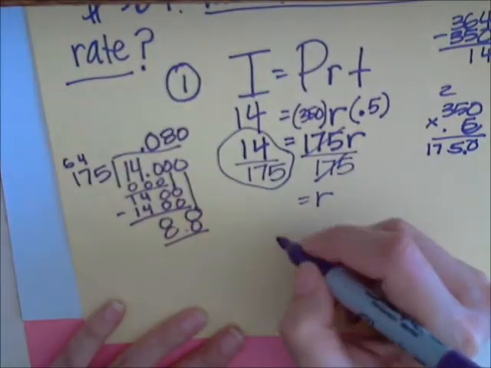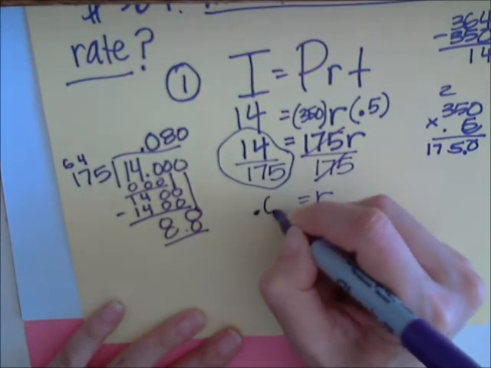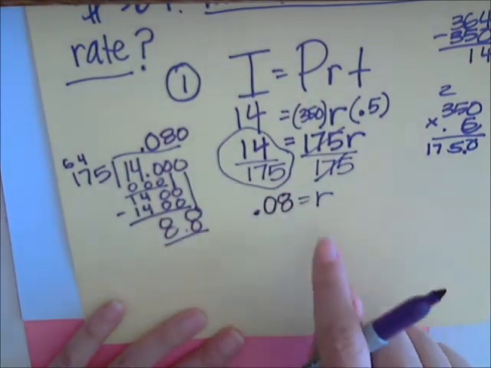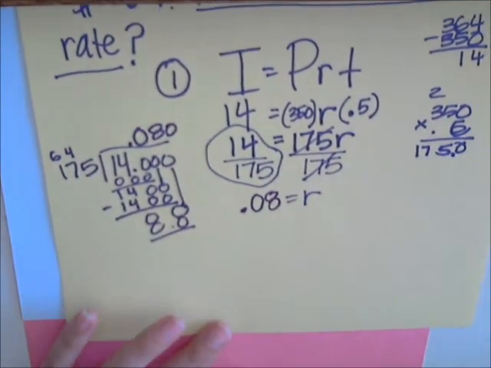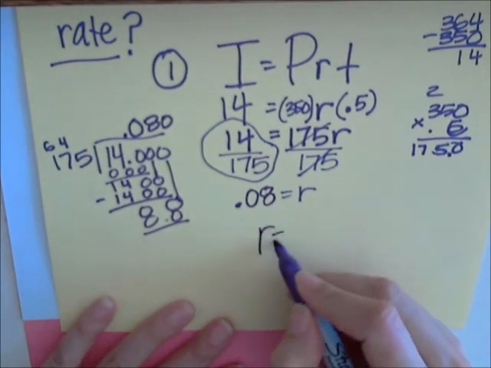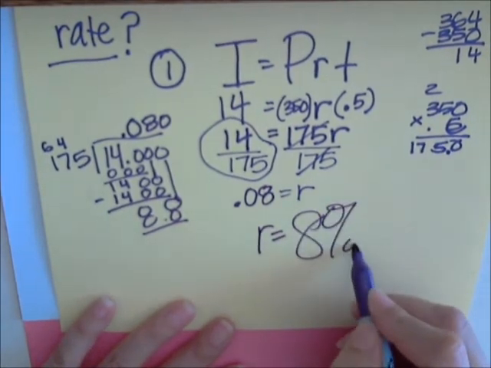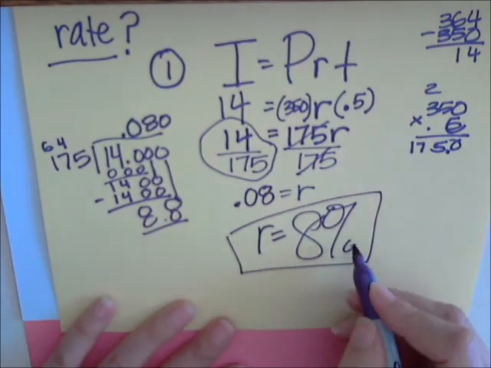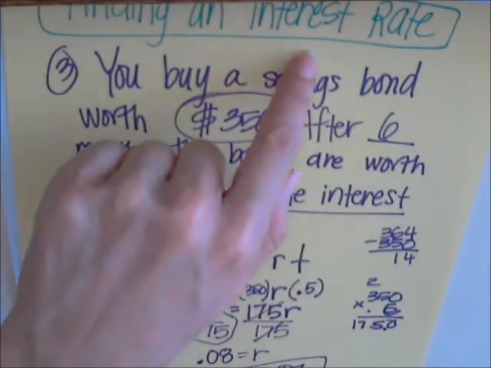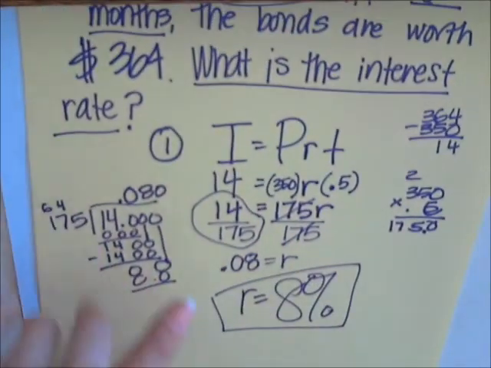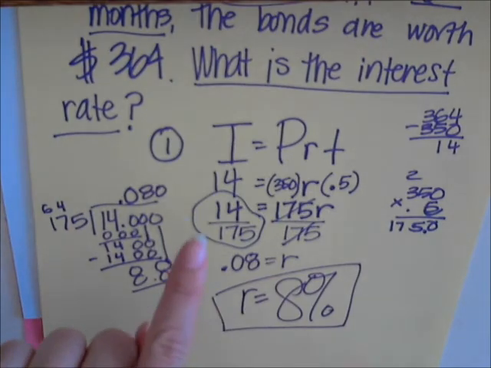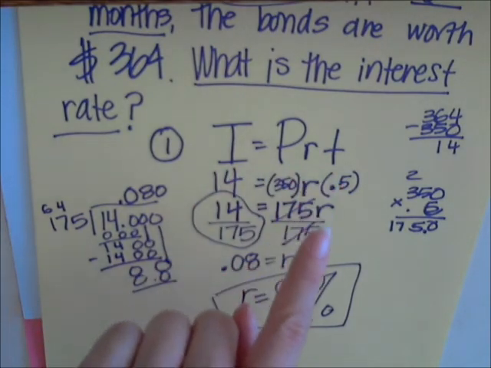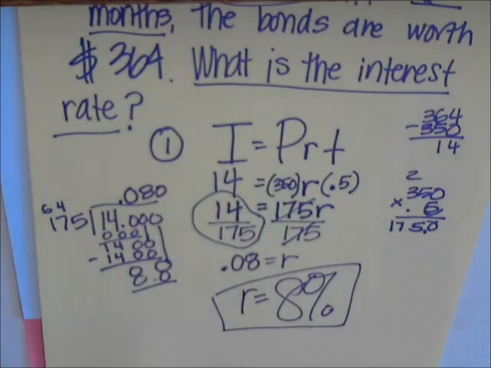So the rate is 0.08. But remember, rates are percents. So the final answer is R equals 8%. So that savings bond gives you a rate of 8%. And we found that by plugging in our numbers and solving for R.